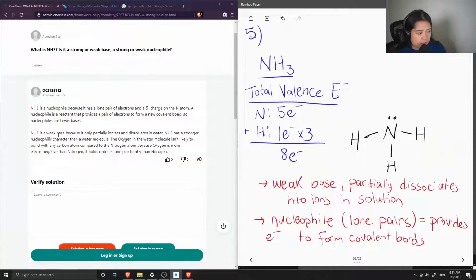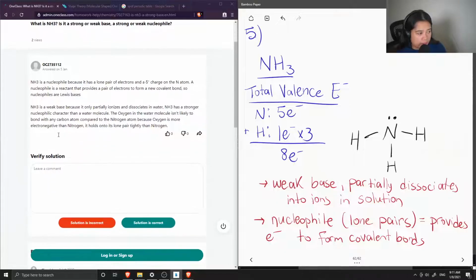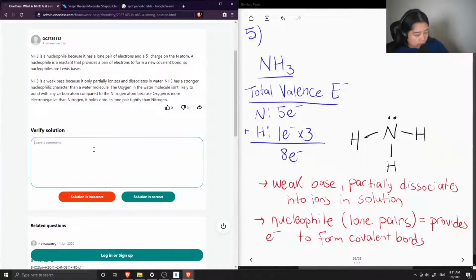NH3 has a stronger nucleophilic character than a water molecule. The oxygen in the water molecule isn't likely to bond with any carbon atom compared to the nitrogen atom because oxygen is more electronegative than nitrogen. It holds onto its lone pair tighter than nitrogen. Okay, so this solution is correct.